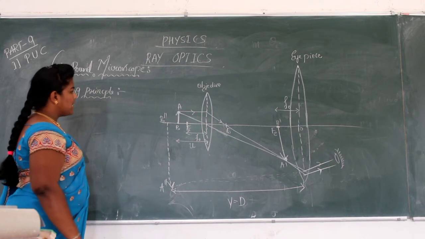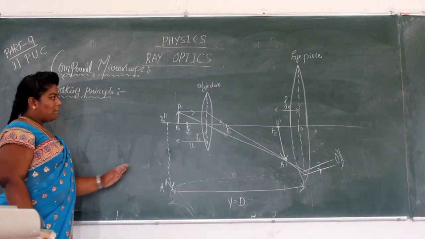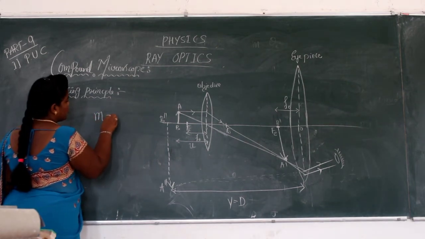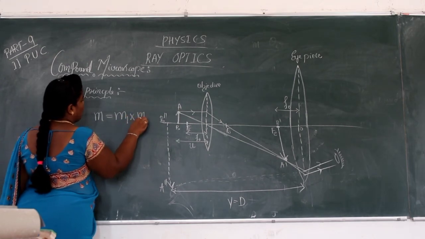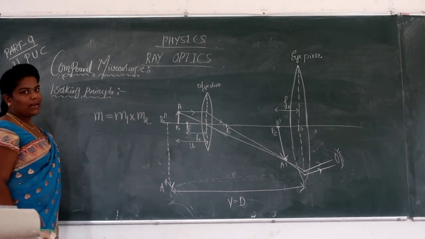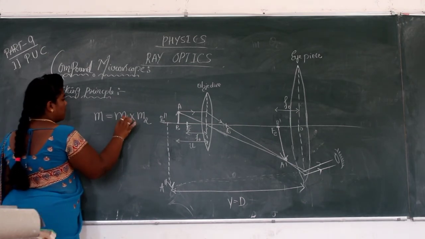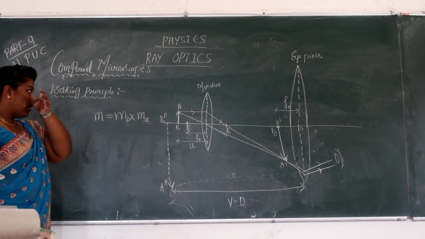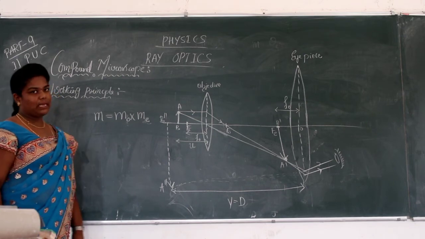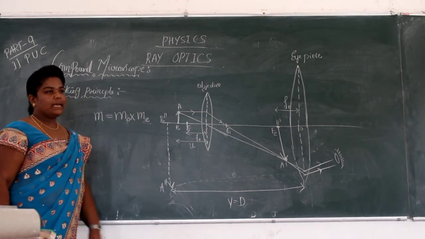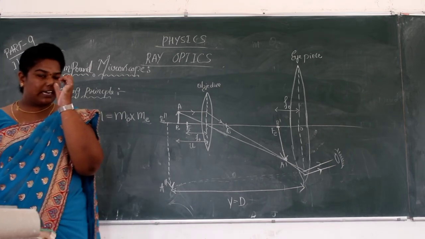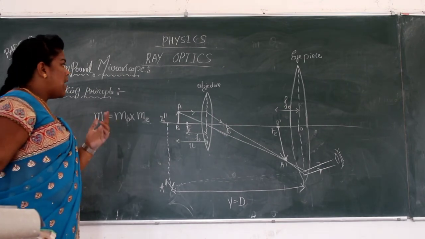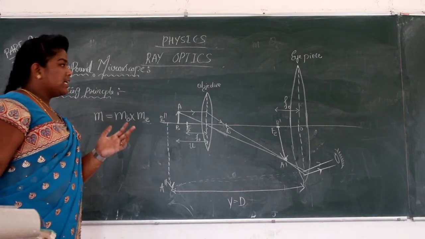So now let us move to the derivation of magnification for this compound microscope. The magnification of the compound microscope can be written as the product of the magnification of the objective lens and the magnification of the eyepiece. So M is equal to M0 into ME. To get the final magnification, we should first calculate the magnification of the objective lens, and also calculate the magnification of the eyepiece.